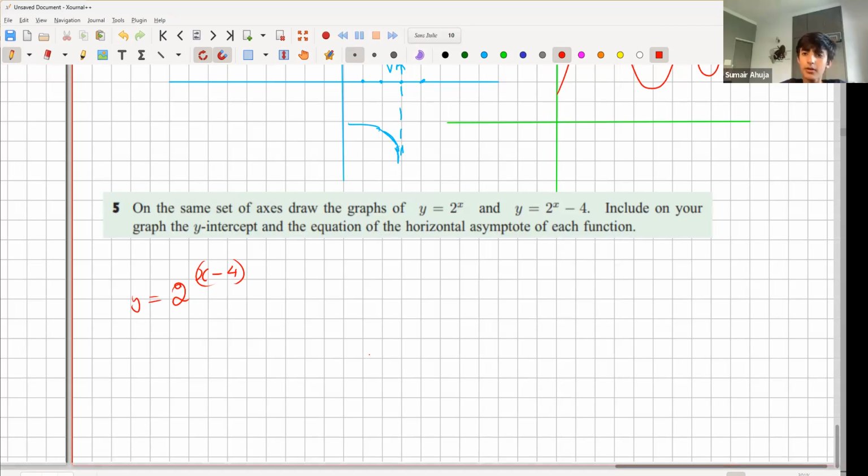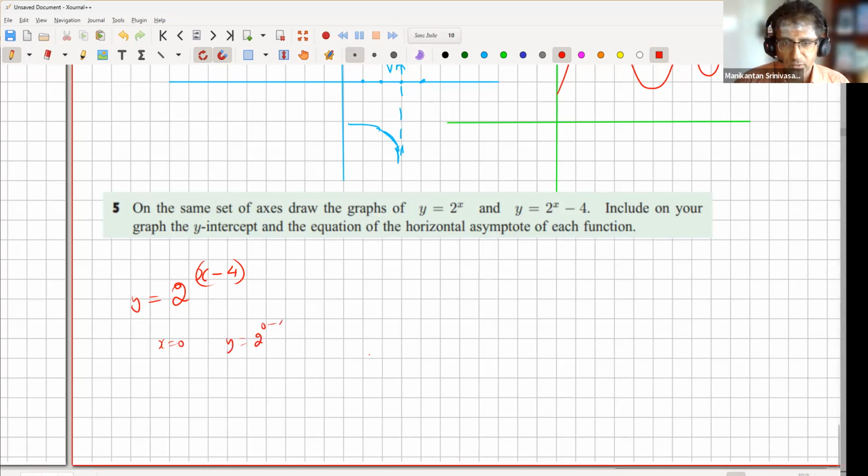So the y-intercept would be 1/16. Y-intercept will be 1/16. Yes, because when x equal to 0, y is 2 power 0 minus 4, which is 1/16. Yeah, y-intercept is 1/16. So it passes through 0, 1/16. So this is the y-intercept. So y-intercept is just the y coordinate of the point it passes through on the y-axis.